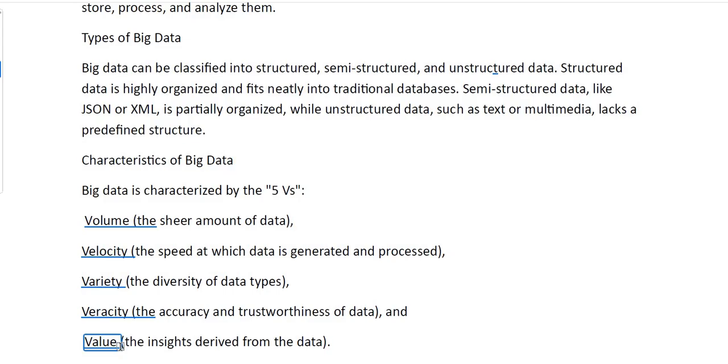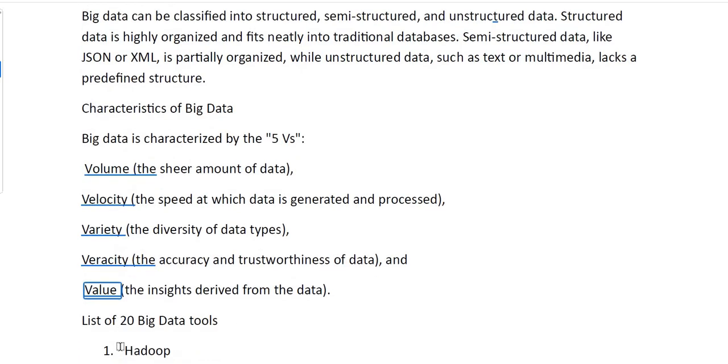So what is volume? Volume refers to the large amount of data, the quantity of data. The next one is velocity, how fast data is generated and processed. Variety is the diversity of various types of data. Veracity is the accuracy and trustworthiness of the data. And value is the insights derived from the data. All these are the 5 V's of big data, often considered the characteristics of big data.